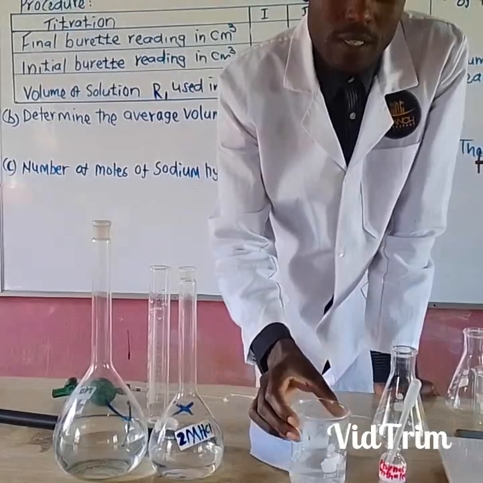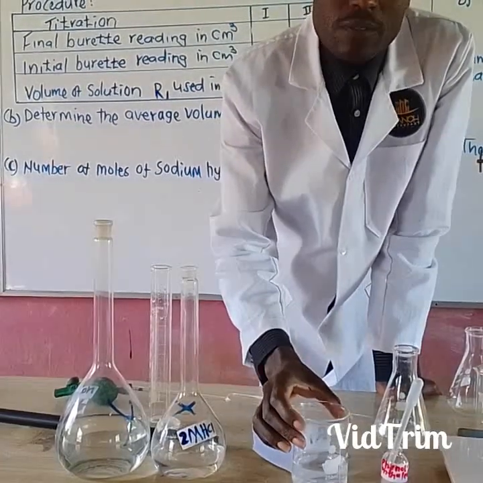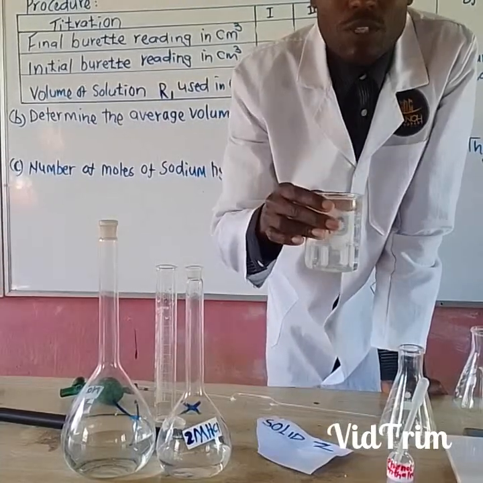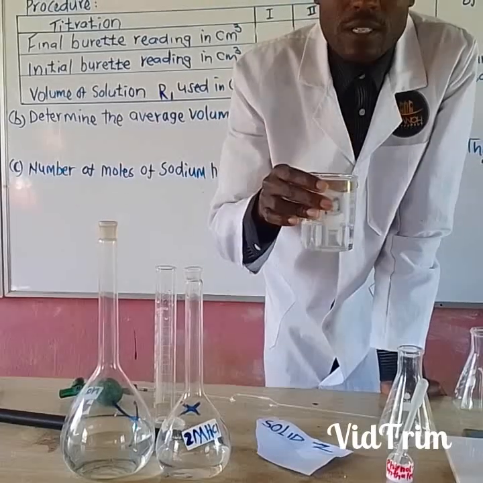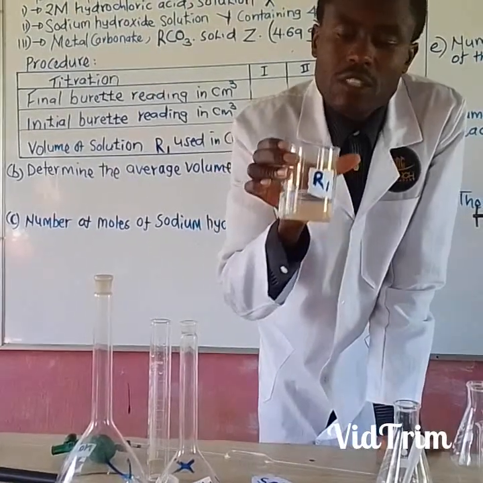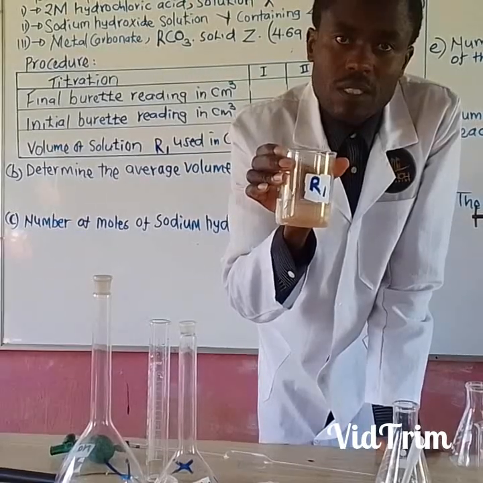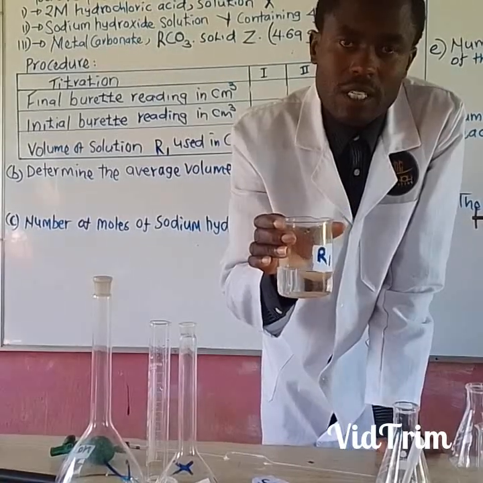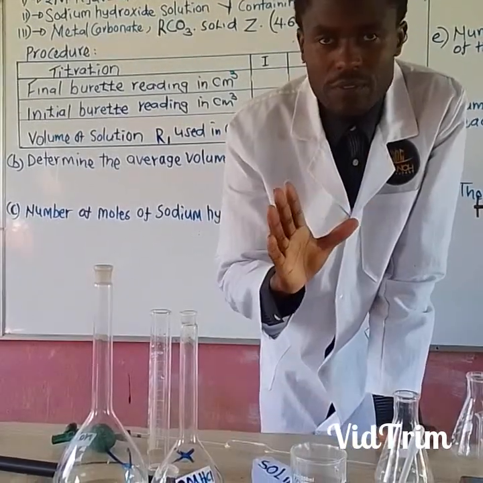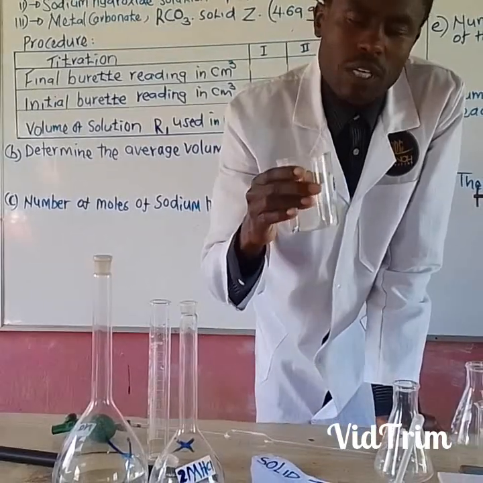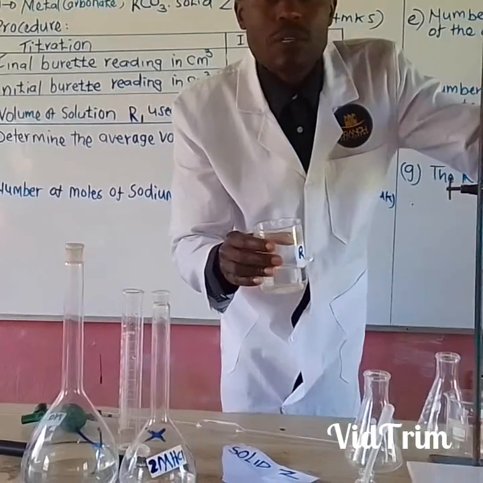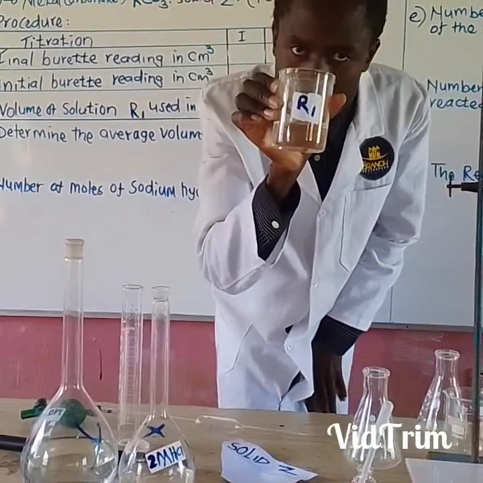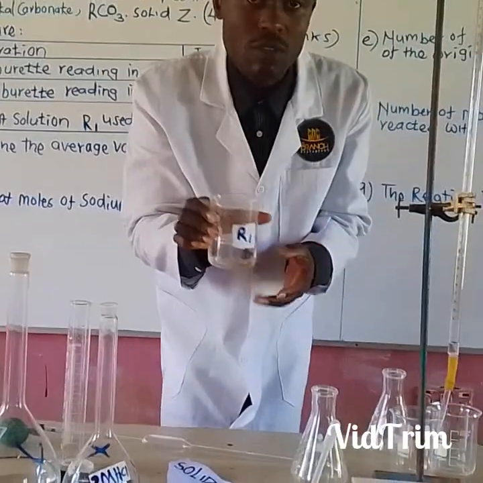Is it okay? So procedure number 4, I have now to label this solution, that is the resultant solution, solution R1. Is it okay? And I've already done so. Then this one becomes R1, the resultant solution between the reaction of the acid and the carbonate. Is it okay? Then procedure number 5, I take this solution R1, then I fill the burette with it. So I transfer this one and fill the burette with solution R1. Is it okay? Let us go.